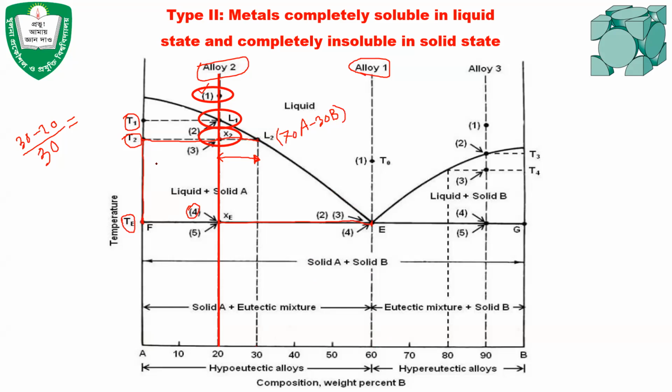So at temperature T2, let me clear it. At temperature T2, if we want to find out the chemical composition of liquid, then we move to this point, right? And that point gives us the chemical composition of liquid. And at temperature TE, if we want to find out the chemical composition of liquid, then we have to move to this point. Then what is the chemical composition of liquid?